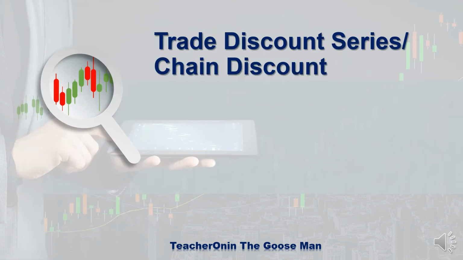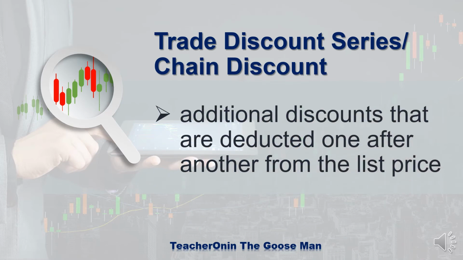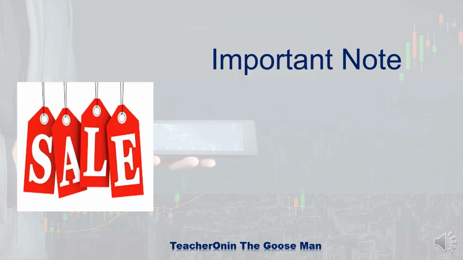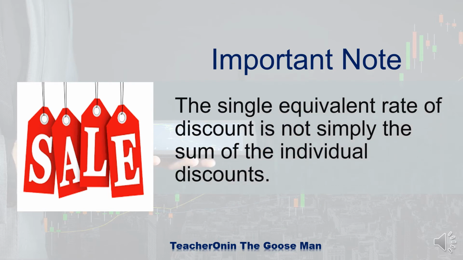Trade discount series or chain discount means that it is additional discounts that are deducted one after another from the list price. Take note that the single equivalent rate of discount is not simply the sum of the individual discounts.